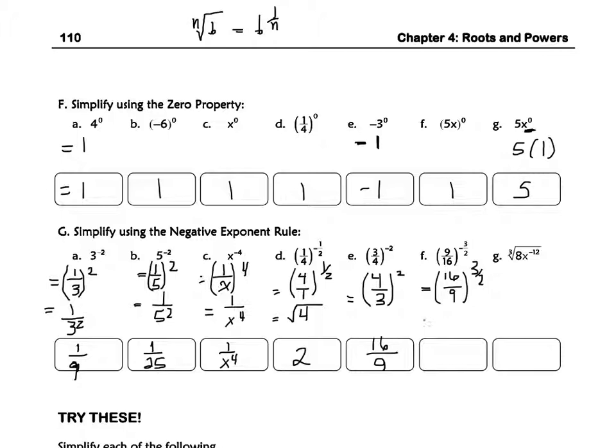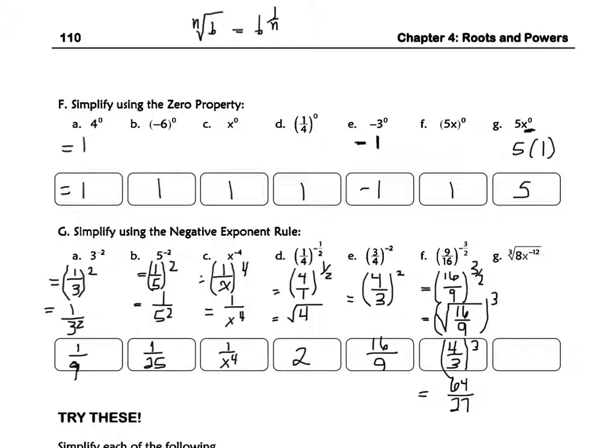And then that means the square root of 16 over 9 all cubed, which is going to be 4 over 3 all cubed, which will equal 4 cubed over 3 cubed, or 64 over 27. And the last one there is the cube root of 8x to the negative 12.